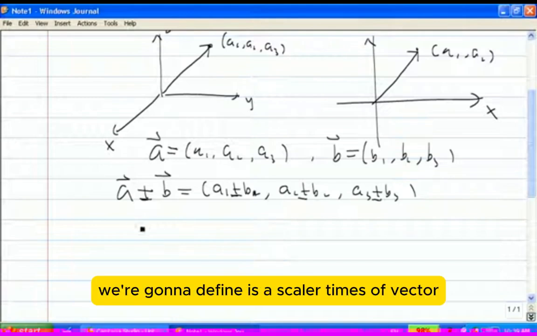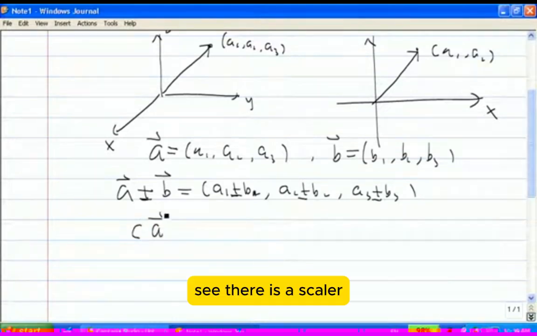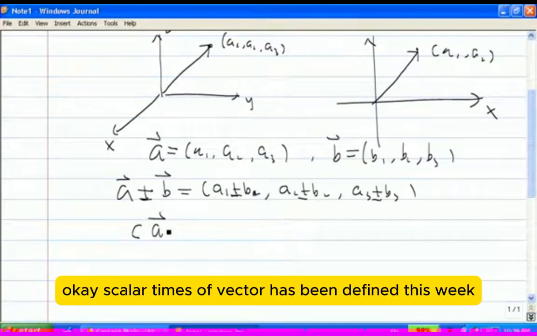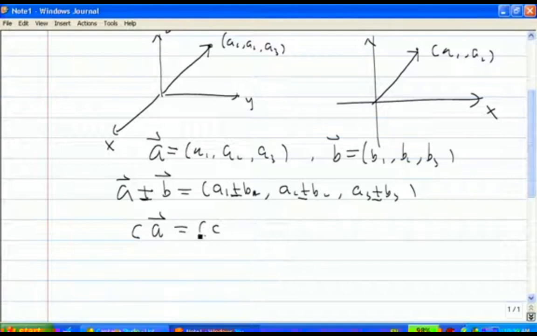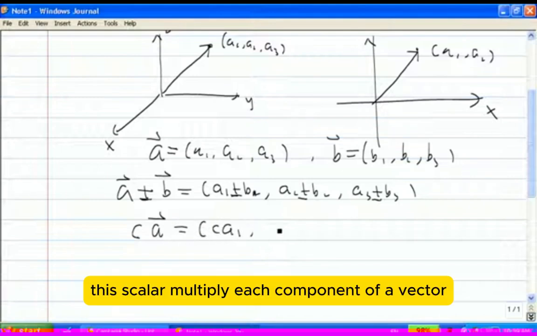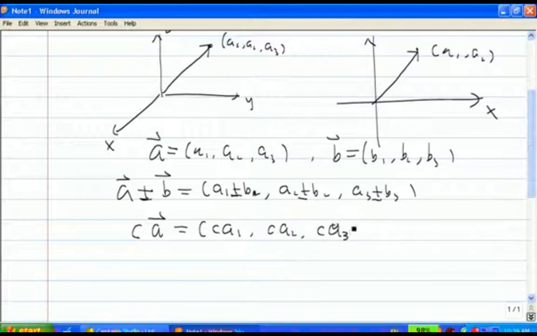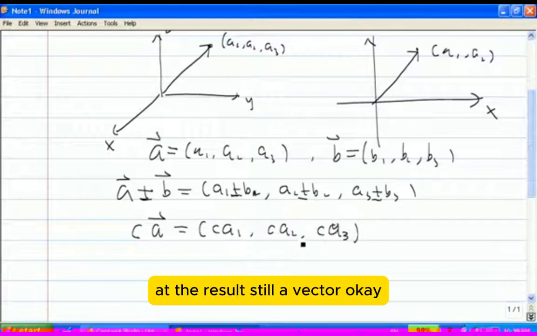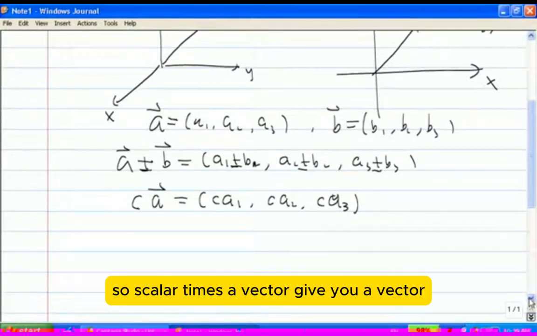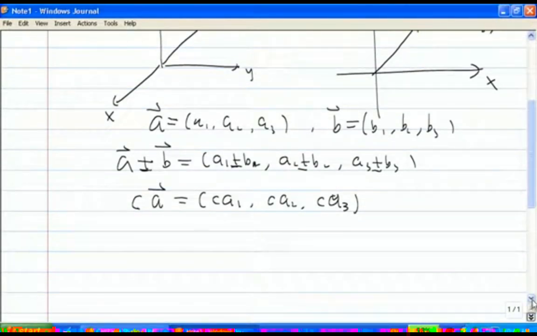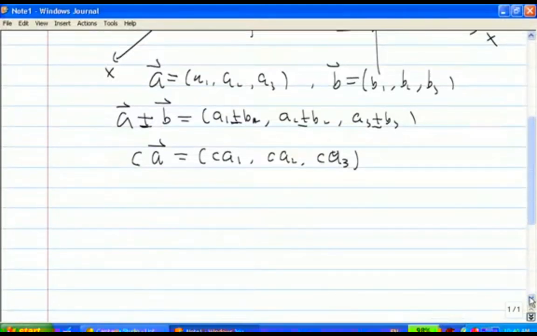Another thing we're going to define is a scalar times a vector. Here there is a scalar. A scalar times a vector is defined this way: the scalar multiplies each component of the vector. As a result, it is still a vector. So a scalar times a vector gives you a vector.